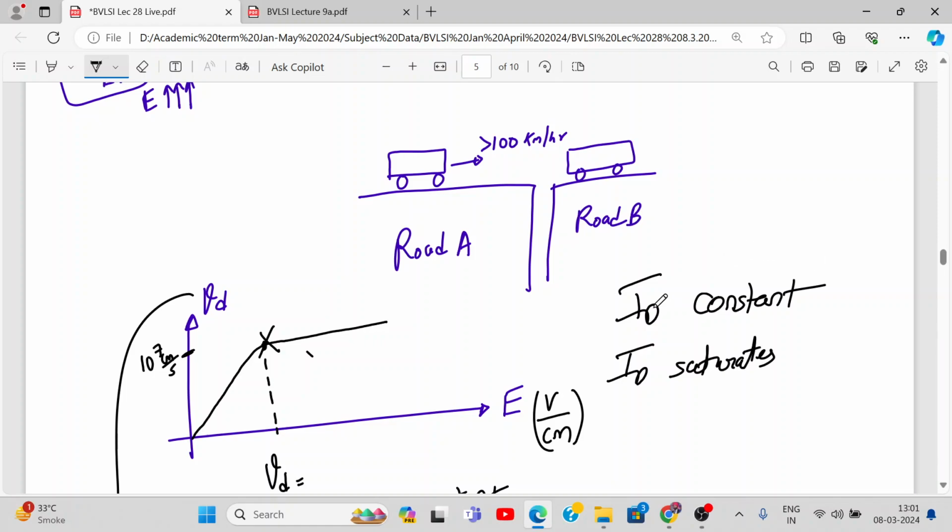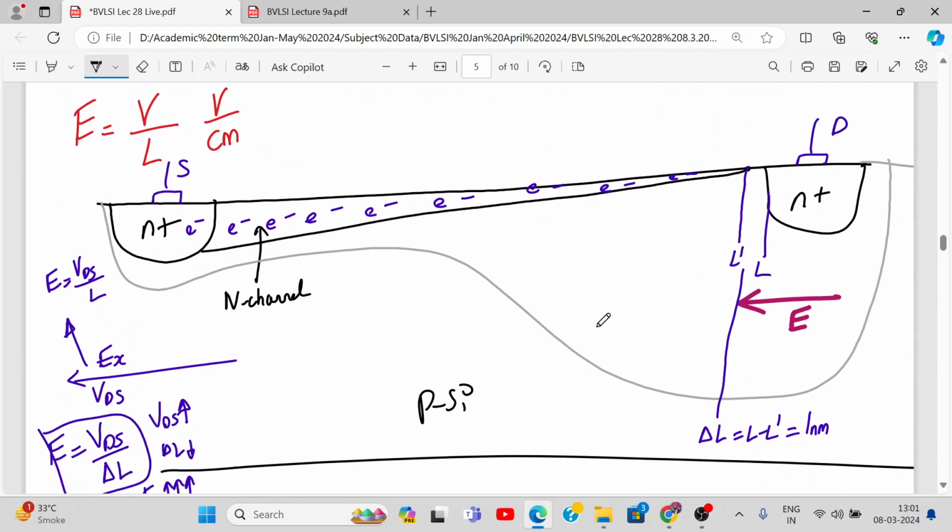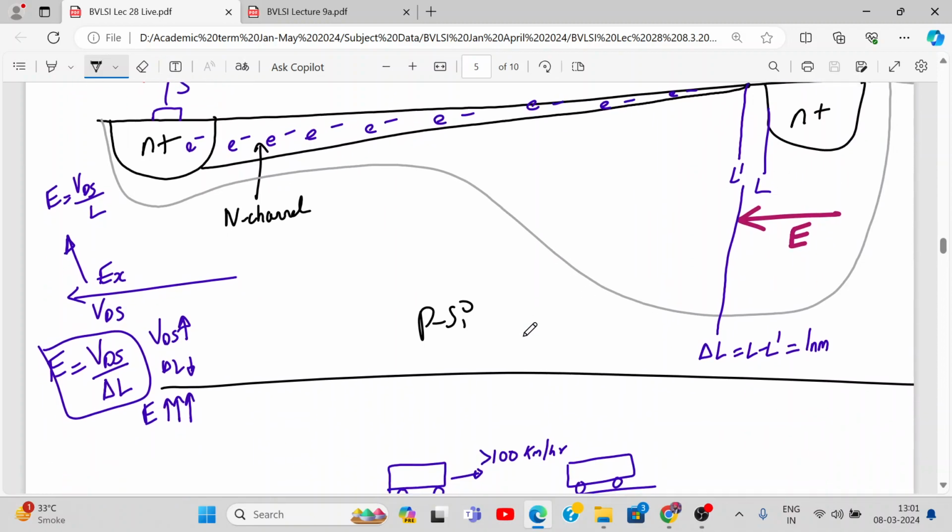ID saturates. Are you understanding? I don't know how much I was able to explain to you all, but this is the real sense of what actually happens. Why does the electron not go from this n channel to this area? Under the influence of a very powerful electric field, which has now become VDS divided by delta L.